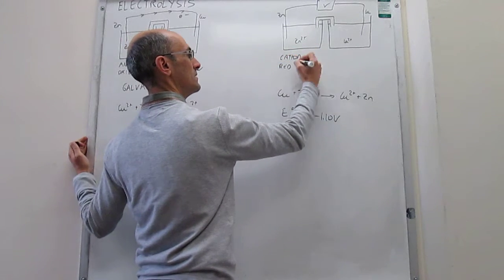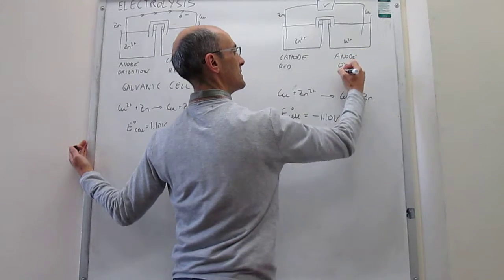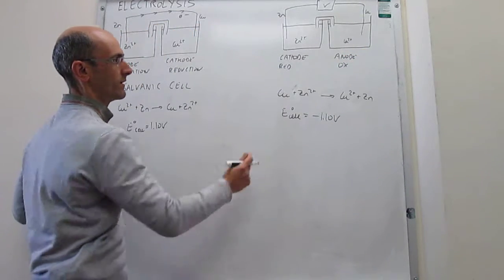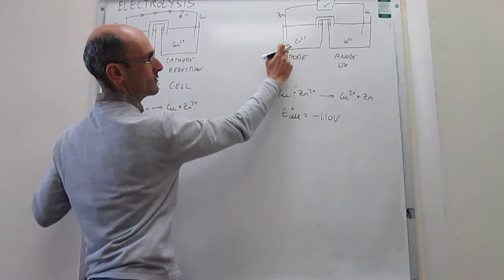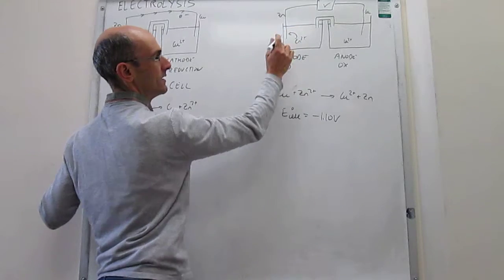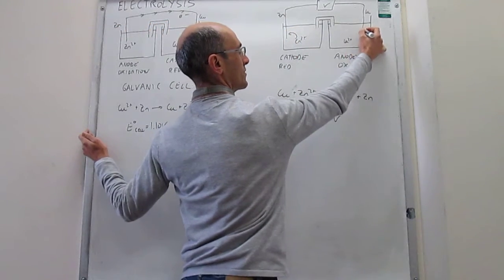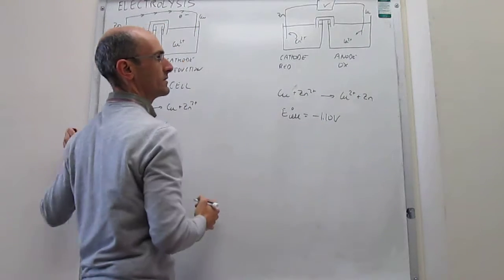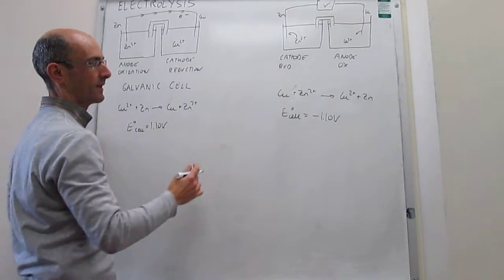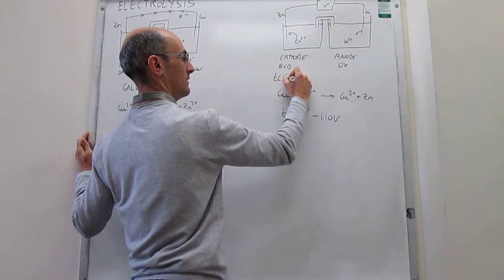That's the reduction. And this is where the anode is, and this is where the oxidation takes place. So now we have that zinc 2 plus is reducing to zinc, so zinc is being plated onto this electrode. And then copper is going to copper 2 plus. That is what's happening at the anode. Great, so this is what we call an electrolytic cell.